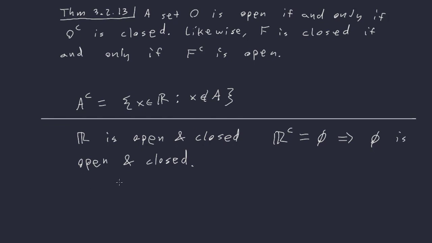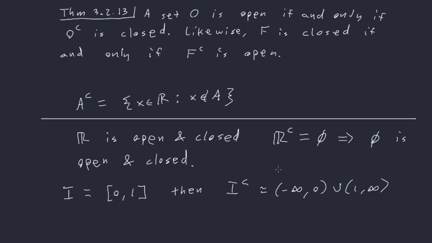Another way to think about this, consider this set. Let's say I is the closed interval 0 to 1. Then I complement is everything not in this interval. So that's going to be negative infinity to 0, open, union 1 to infinity. As we proved previously, the union of open sets is open. Therefore, we have that I is closed, I complement is open.